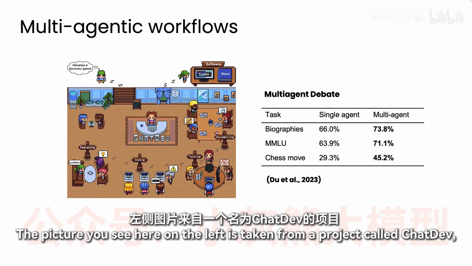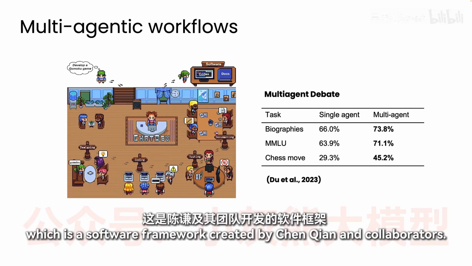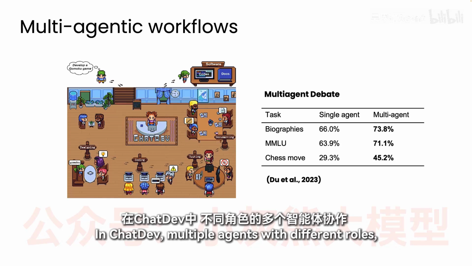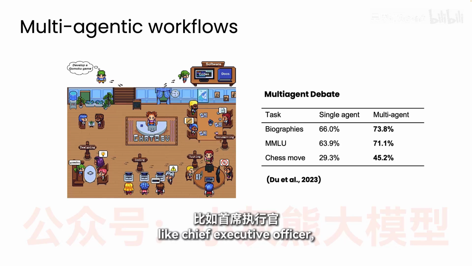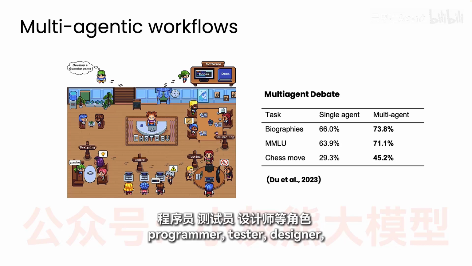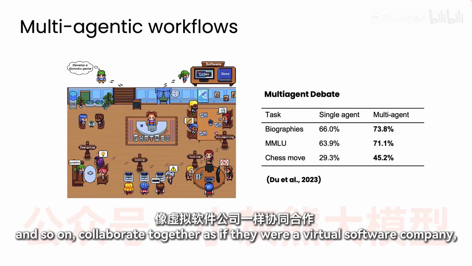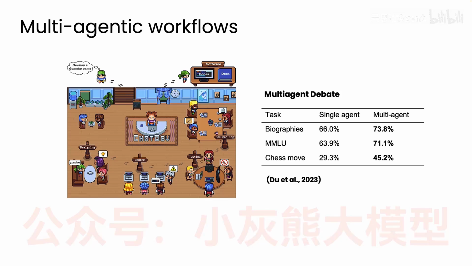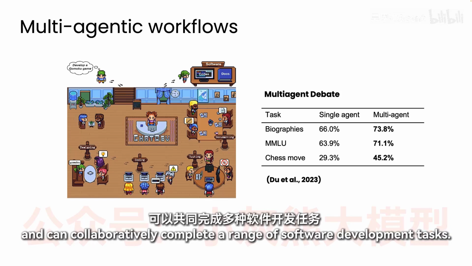The picture you see here on the left is taken from a project called ChatDev, which is a software framework created by Chen Qian and collaborators. In ChatDev, multiple agents with different roles, like Chief Executive Officer, Programmer, Tester, Designer, and so on, collaborate together as if they were a virtual software company and can collaboratively complete a range of software development tasks.